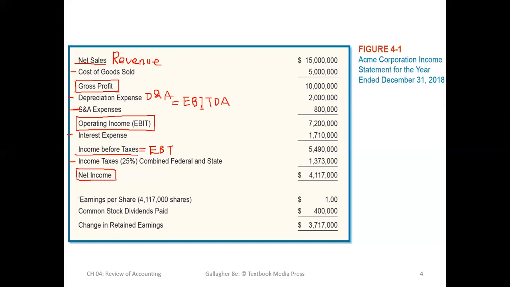So the net income is equal to your EBT, earnings before tax, times 1 minus the tax rate. The T is the tax rate. So 1 minus tax rate times earnings before tax will be your net income.